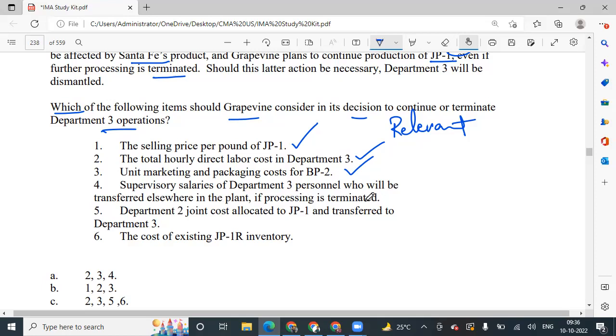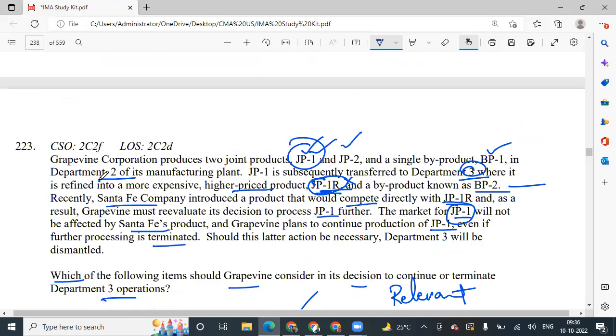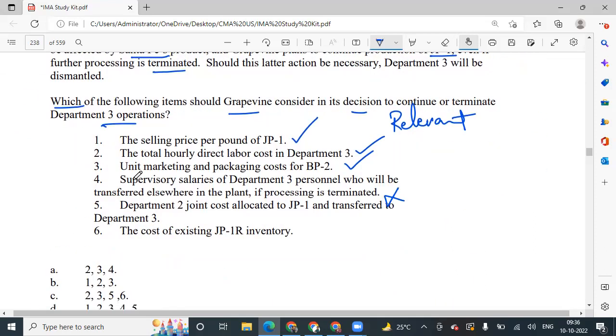Then supervisor salary of Department 3 personnel who will be transferred elsewhere in the plant if processing is terminated. The salary you're going to give them is, I think, a sunk cost only, because you are going to pay them whether they are here or there. So I don't think that's necessary for taking the decision. Then Department 2 joint cost allocated to JP1 and transferred to Department 3. Now, this is related to Department 2, and that is going to happen irrespective of whether Department 3 is taken into consideration or not. So this is also not to be taken into consideration.